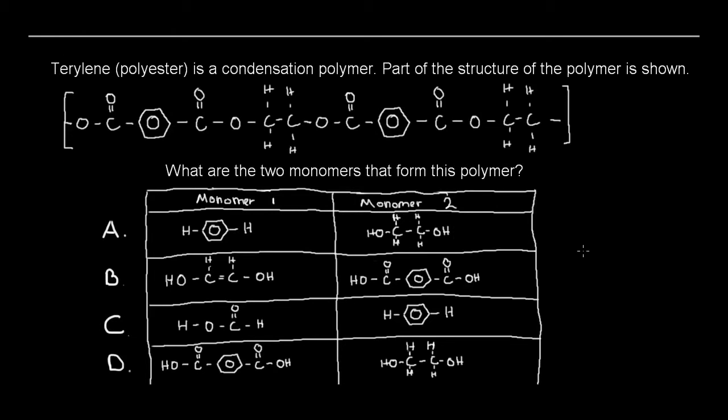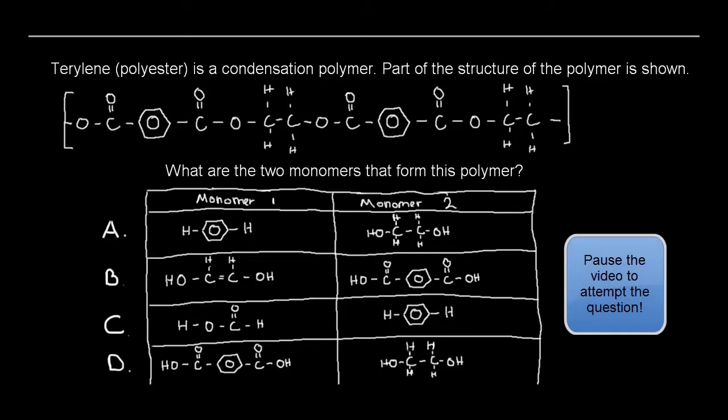I'll read it again and then you get 5 seconds to answer it. Terylene, or polyester, is a condensation polymer. Part of the structure of the polymer is shown, this part here. What are the two monomers that form this polymer? A, B, C, or D? These two, these two, or these two? Right, 5 seconds to pause and attempt it yourself.